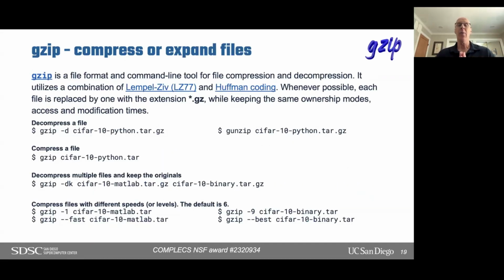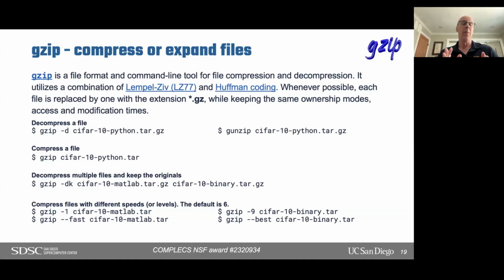So there are two tools that we're going to be using, gzip and bzip2. So gzip is a command line tool for file compression and decompression. It uses a combination of the Lempel-Ziv and the Huffman coding. And whenever possible, each file is going to be replaced with one with the extension .gz. And it's going to keep the same ownership modes, access, and modification times.